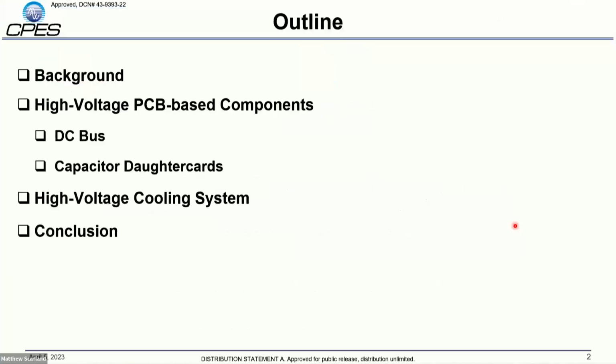We'll start off with the background, which has already been laid out pretty well. Then I'll show the areas of opportunity that we addressed to increase the power density. Specifically, that's going to be a few of the PCB-based components, such as the DC bus and the capacitor daughter cards, and then the cooling system, which gave us a huge opportunity. Then we'll wrap up with conclusions.